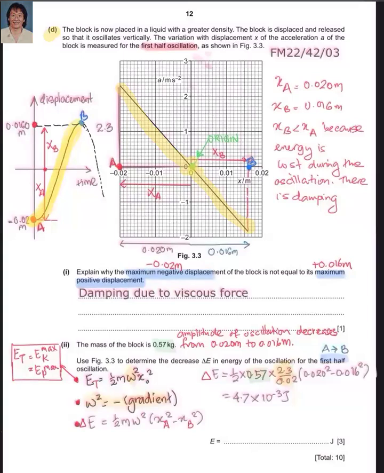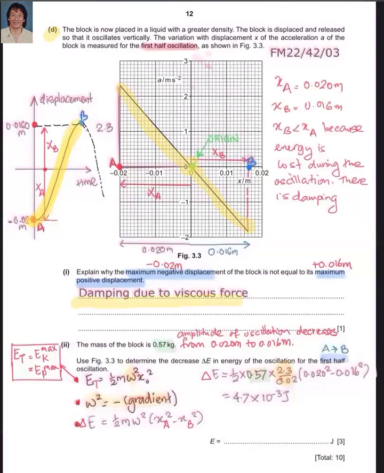Part 1. Explain why the maximum negative displacement of the block is not equal to its maximum positive displacement. The maximum negative displacement of the block is minus 0.02 meter, and the maximum positive displacement of the block is positive 0.016 meter. The difference in the amplitude is because of damping due to some viscous forces.